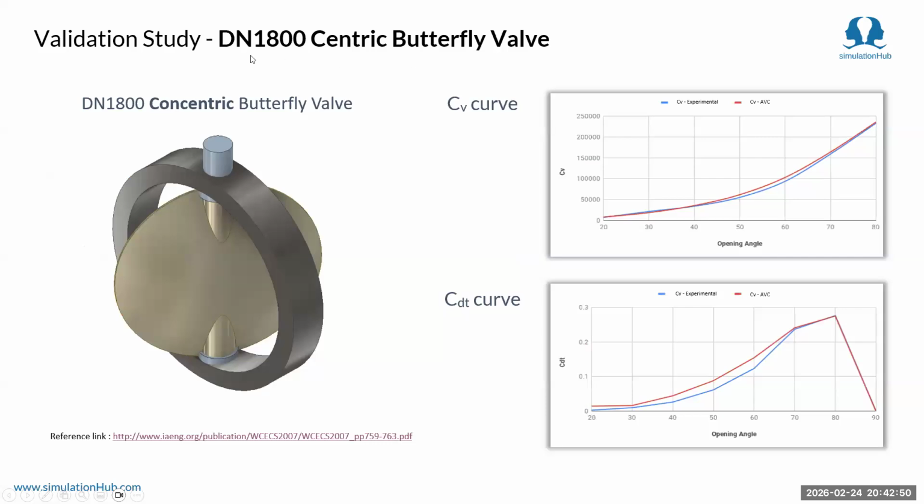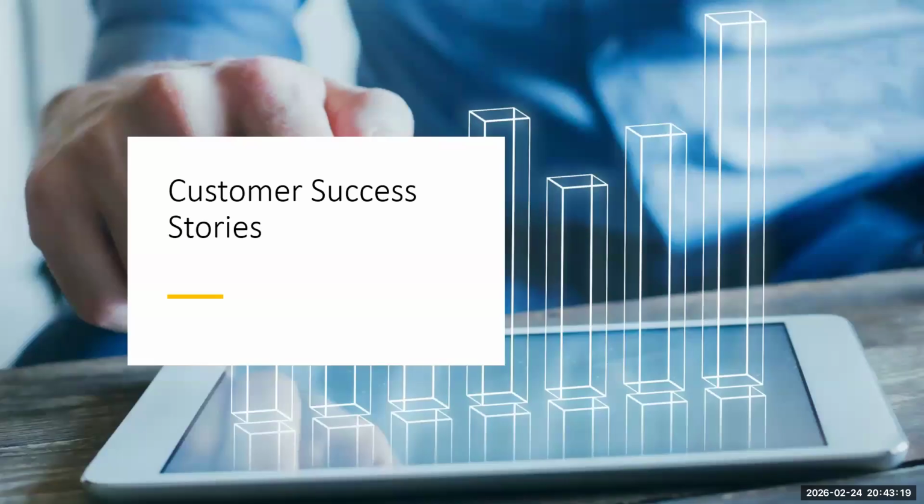So this is another large size butterfly valve. As I told, we also have one research paper where we were able to match pretty close to the actual values. Both the CV and CDT curves we were able to compare with the experimental results. This was DN 1800. The paper had those results, and we were able to compare and match them.